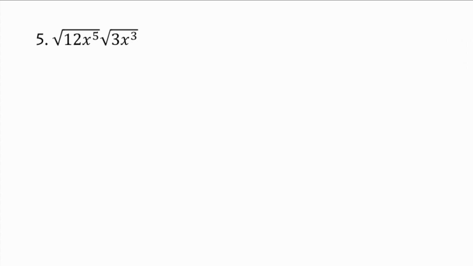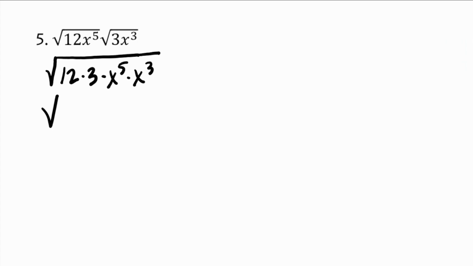All right, number 5. Since these are both square roots, I'm not really looking forward to working with square root of 12 and square root of 3. Maybe I'll just combine them first before taking the square root and see what happens. What if I did 12 times 3 times x to the 5 times x to the 3? Okay, yes, this is going to work out much better.